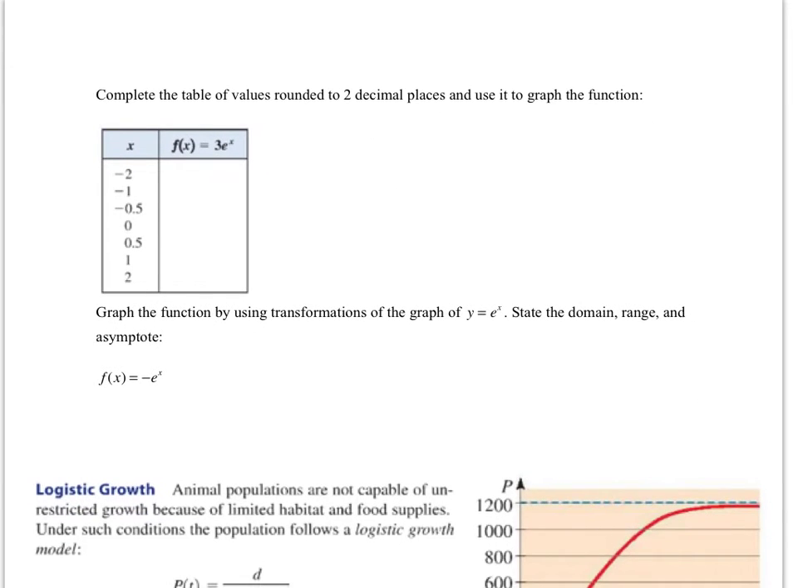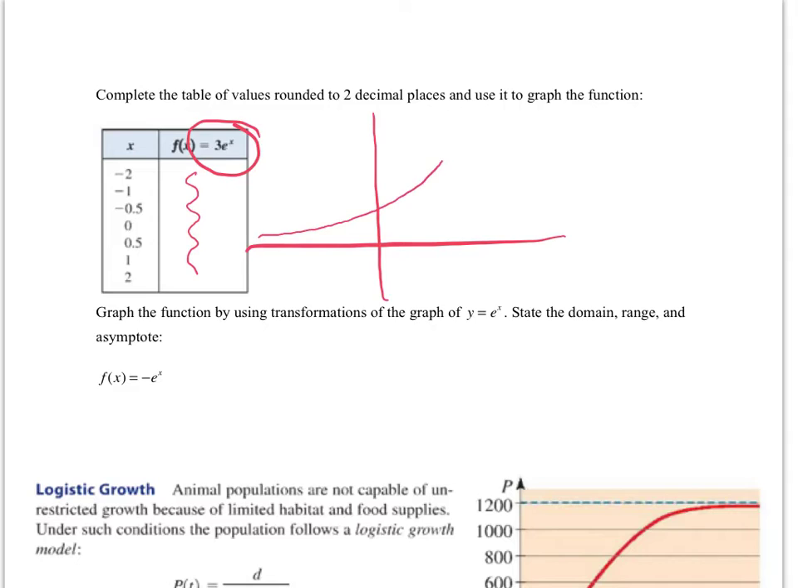Okay, so we can graph the function 3 times e to the x. We can complete this table of values and use it to graph the function 3 times e to the x. I will let you figure out what all those values are that go into this table, and just remember that the graph of 3 times e to the x will be a stretch of the graph of e to the x. So if we look at the graph of e to the x, remember it's an exponential function, so it has a graph something like that.